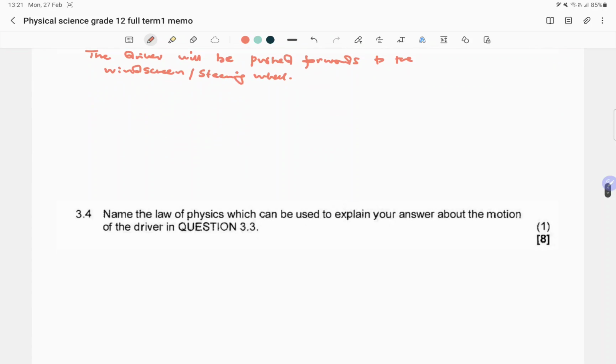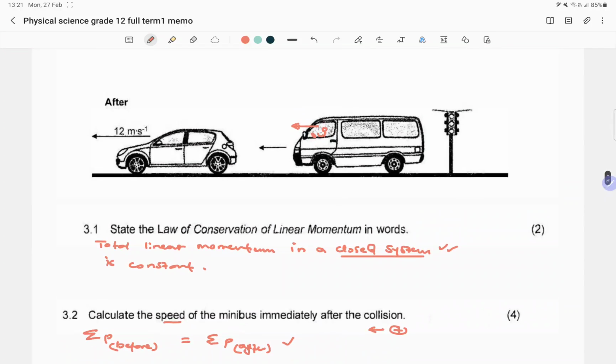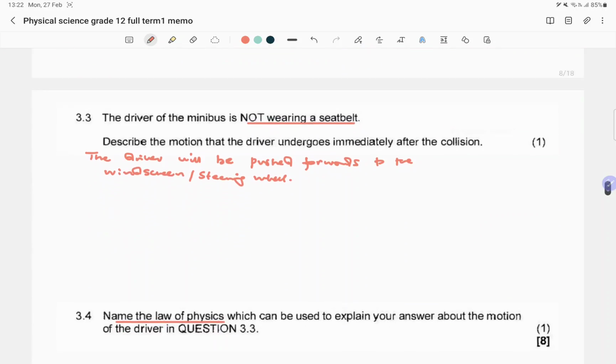And then it says, now name the law. It is the law, okay? Name the law of physics which can be used to explain your answer about the motion of the driver. Remember, the driver was traveling in that direction, and this guy attempts to stop this one. But now, because of the law of inertia, the law of inertia is going to say, I want to maintain my speed. That's why he will be pushed forward a bit. So that is the law of inertia.